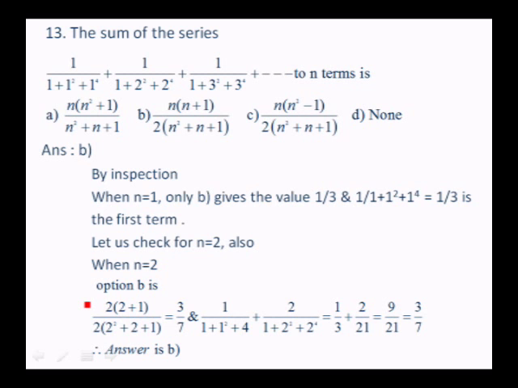Therefore, you must be very careful. Let us try for n equals 2 also, because none is there. It may be true for n is equal to 1 only. When n equals 2, option B is 2 into 2 plus 1 over 2 into 2 square plus 2 plus 1, which is 3 by 7. And if you add the first and second terms in the given series, 1 over 1 plus 1 square plus 1 to the power of 4 plus 2 over 1 plus 2 square plus 2 to the power of 4 is equal to 1 by 3 plus 2 by 21, 9 by 21, is equal to 3 by 7. So the answer is B.